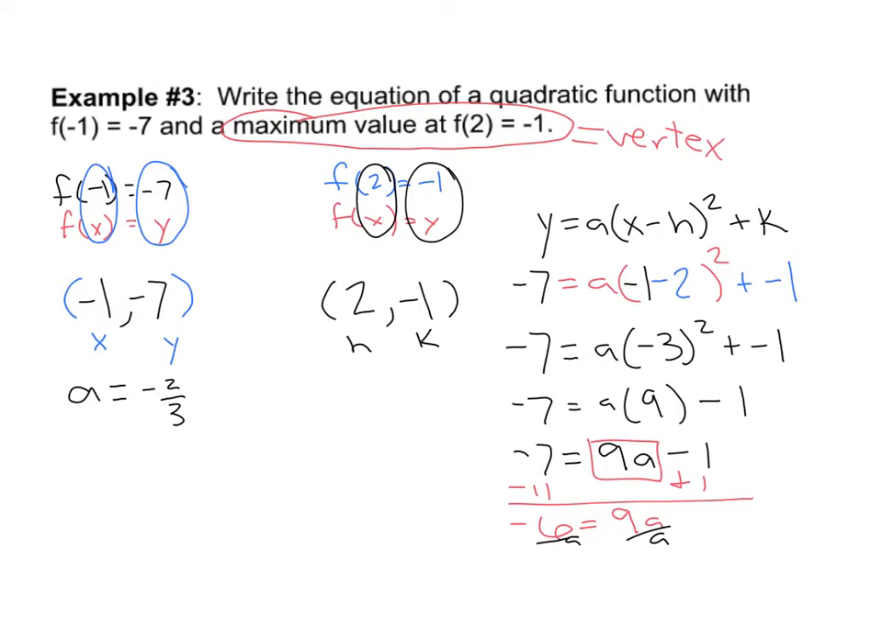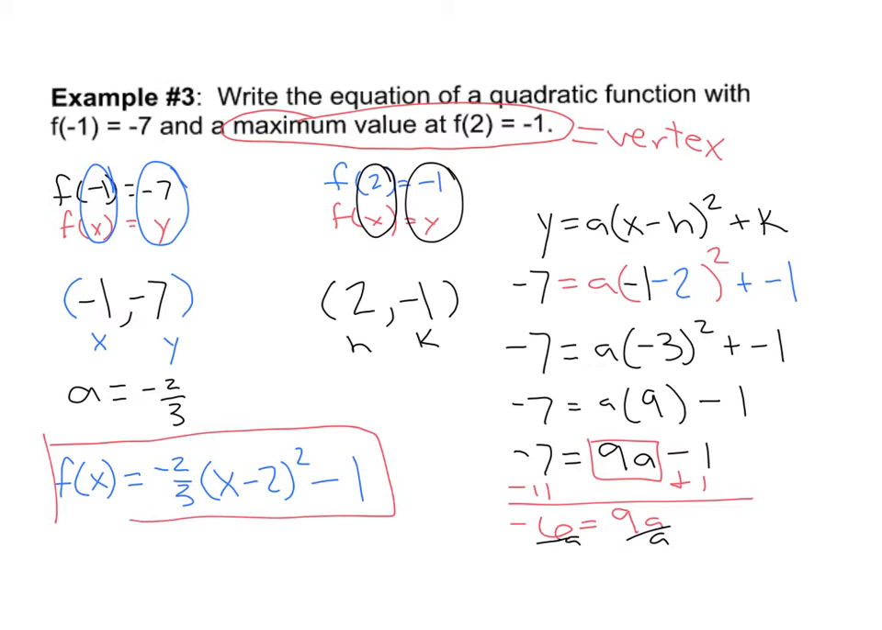-2/3. So when we rewrite the equation in vertex form, we have f of x equals a, which is -2/3, times x minus 2 squared minus 1. So this would be our equation in vertex form.